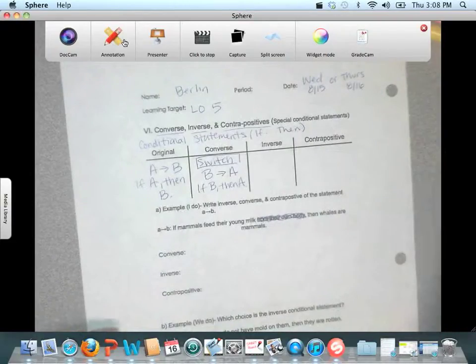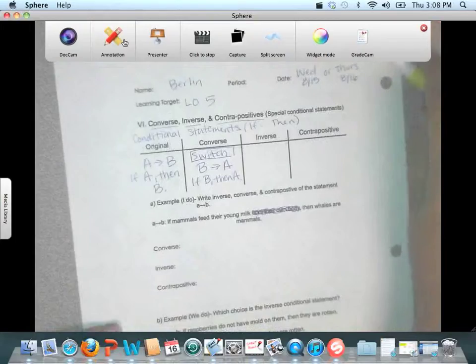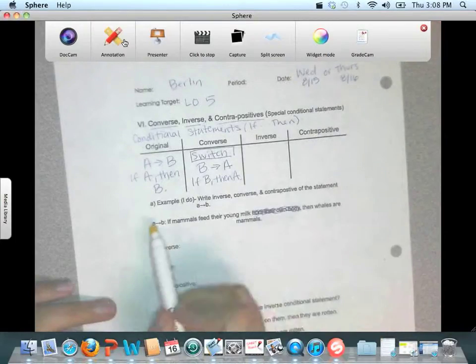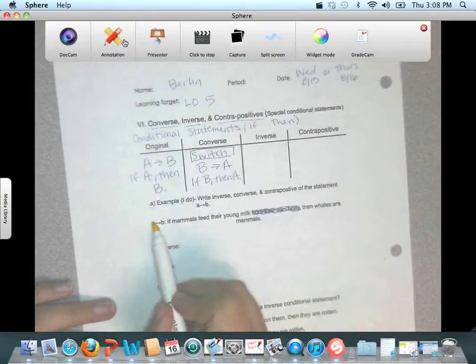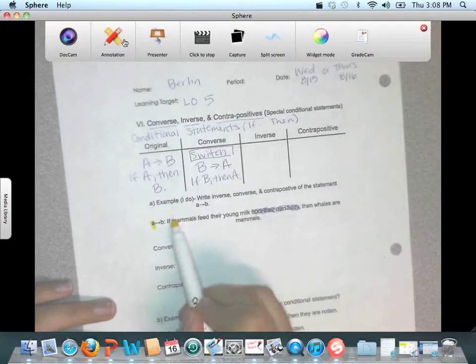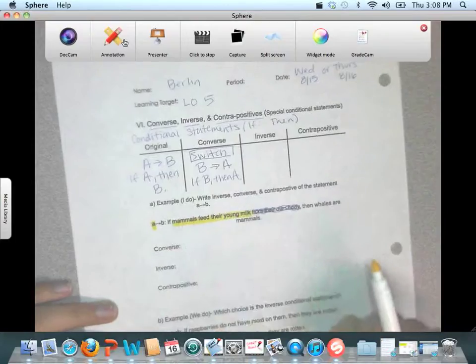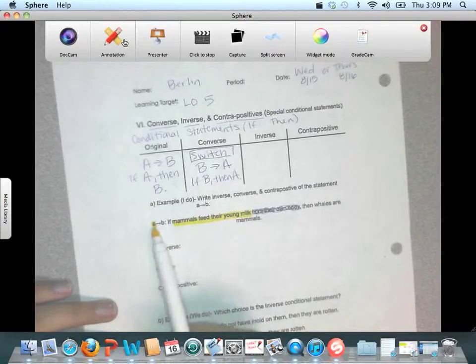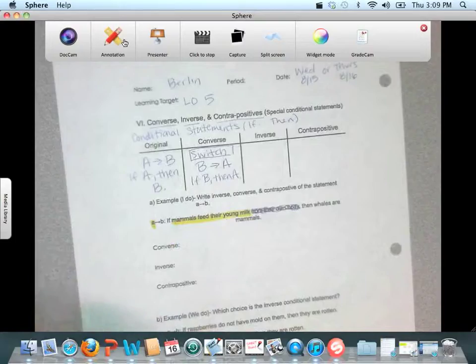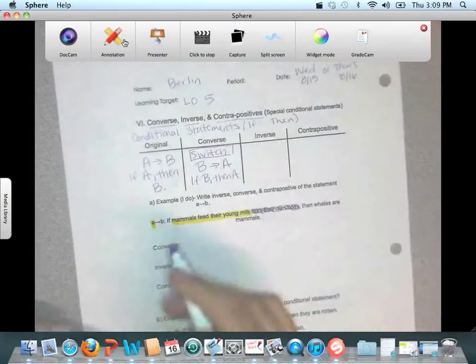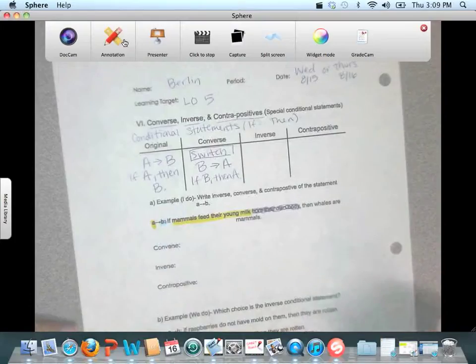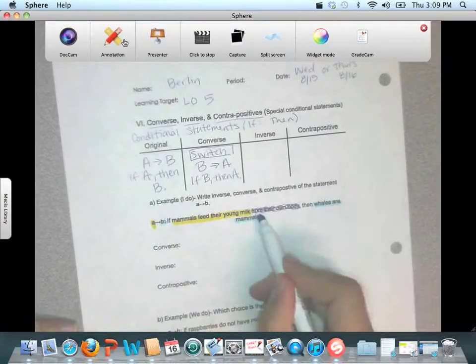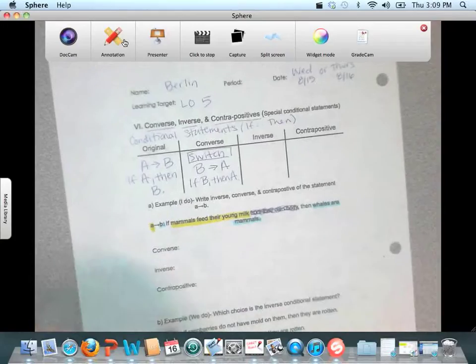So before you do any switching, you need to know which statement is A and which statement is B. So I'm going to use some colors. Statement A is always the statement connected to the if. Notice I didn't highlight the if. It doesn't include the if. It's just the statement that is with the if. In fact, A is first, so it's the first statement. Statement B is therefore the second statement, the statement connected to the then. So now that we know which statement is which, we can actually switch them.